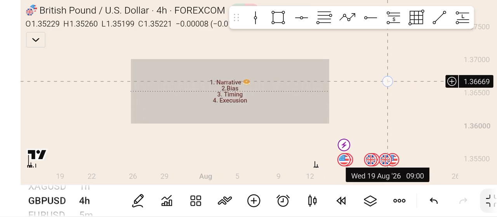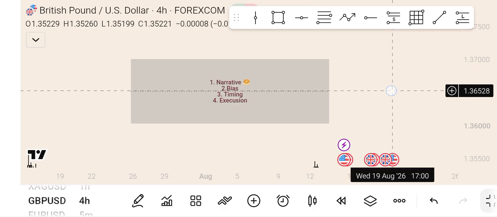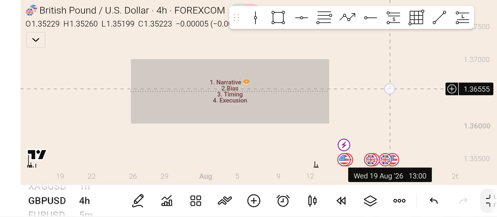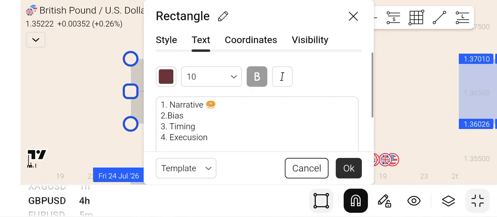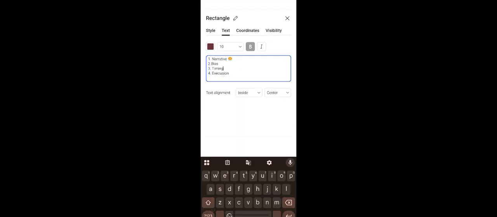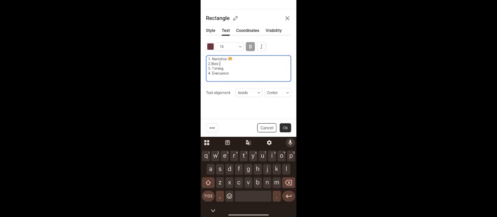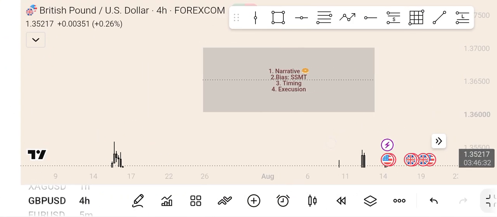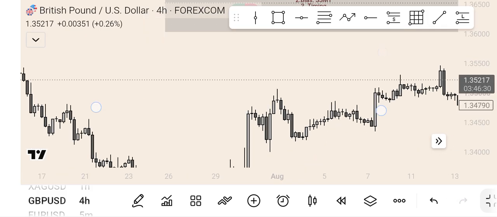Today I'm going to be focusing on bias. I talked about narrative in the first class, and this class is about bias. Talking about the bias aspects, we use what we call sequential SMT. The S stands for sequential, and SMT is called smart money technique. So it's just a way I use as bias, sequential SMT.